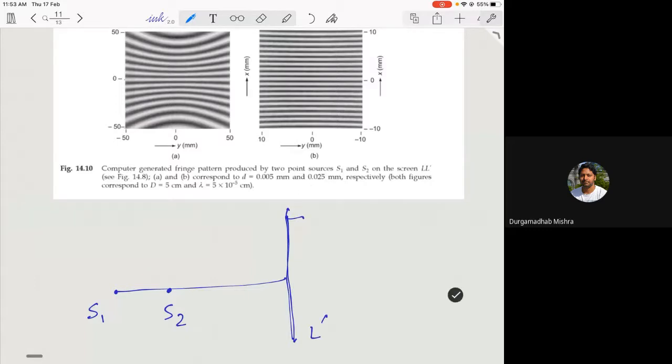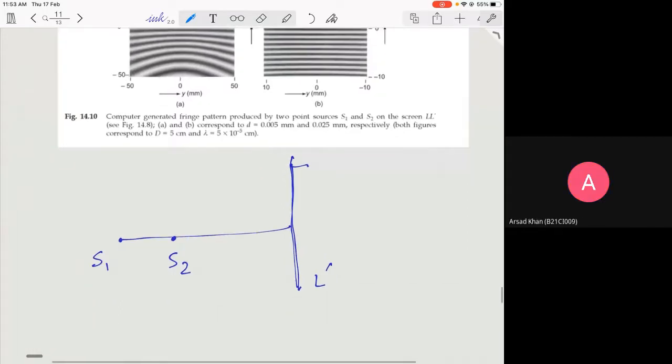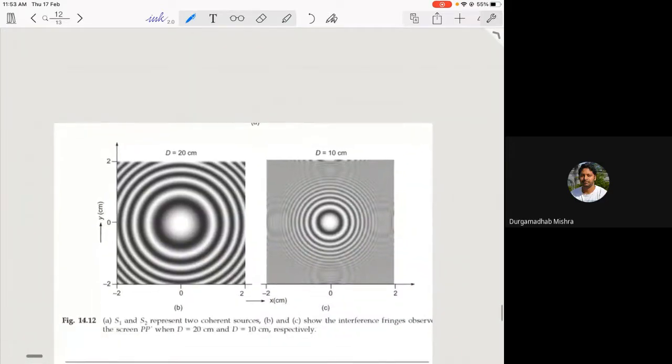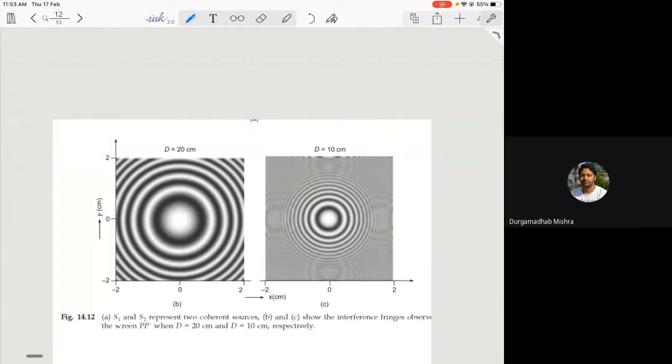So what do you think? Will there be an interference pattern, and how will it look? Circular fringes. Yes, circular rings will be formed. So you will have rings. I have the figure here, again from the book. So you will have circular fringes.